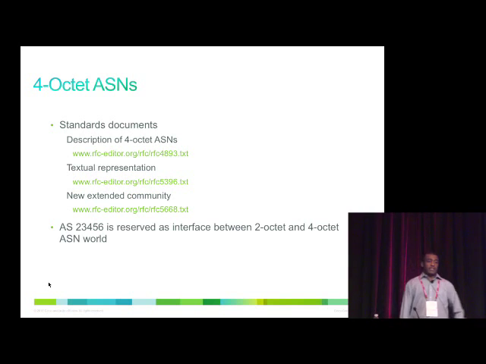4-octet ASN is documented in RFC 4893 and those related RFCs that you see there. And it reserves AS 23456 in a 2-octet ASN to represent a 4-octet ASN in a 2-octet ASN world.